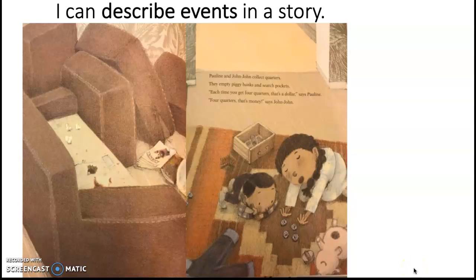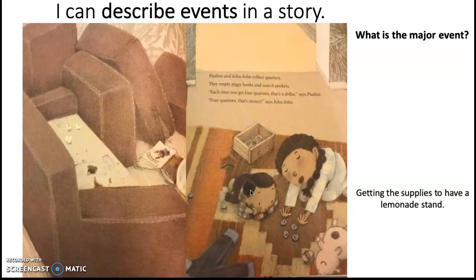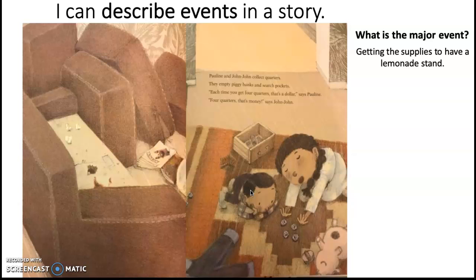Hey boys and girls, this activity is going to be working on describing events in a story. So hopefully you have read this story called Lemonade in Winter, and I picked a special event that I would like us to describe in this story. Here are the book pages for us to look at. The major event we're going to be describing is where they're getting their supplies to have a lemonade stand.